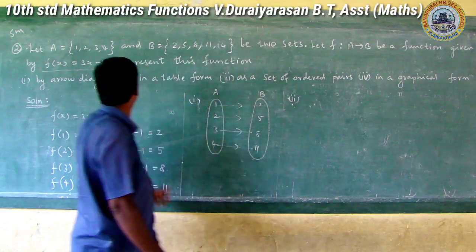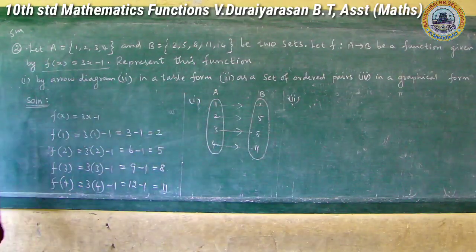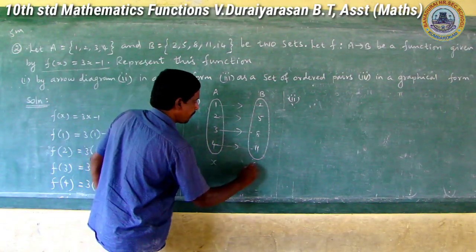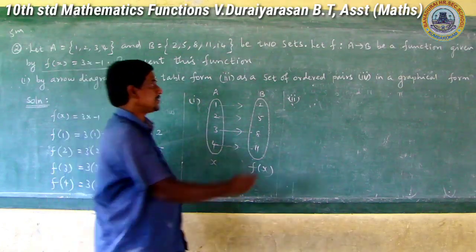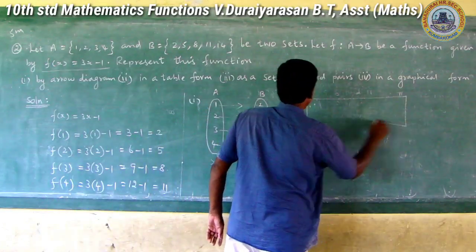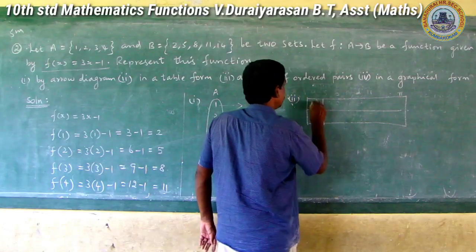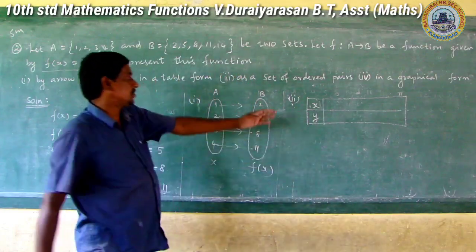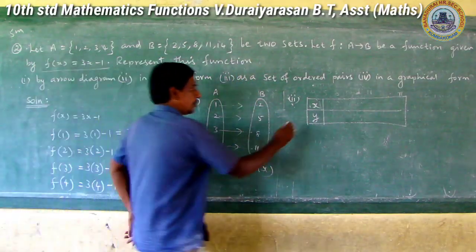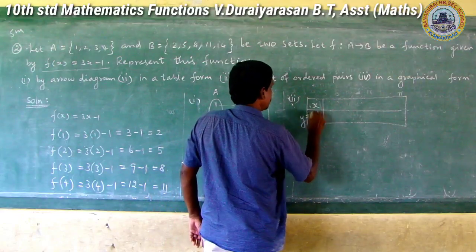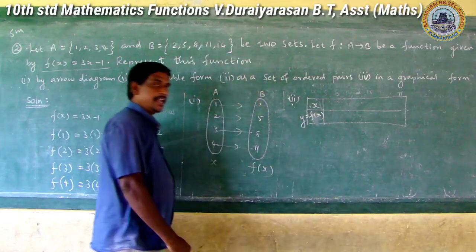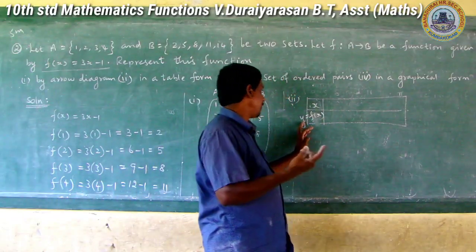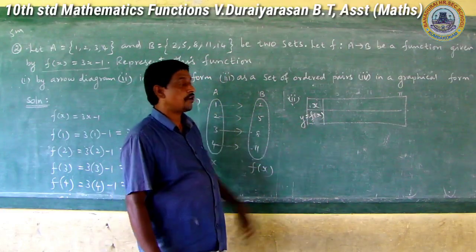Question number 2. What is the question? The question is in a table form. Table form means x values and f of x. The horizontal value is x. The vertical line value is y. Y is also known as f of x. Y equal to f of x. F of x means a function with respect to x is called y. So what is the mathematical notation? F of x is known as y.